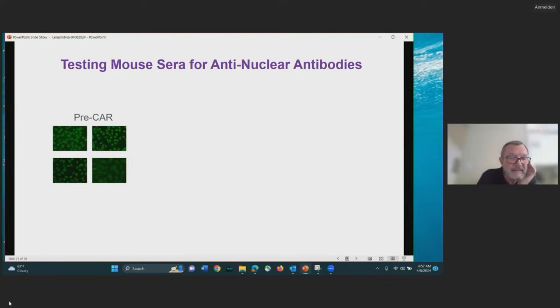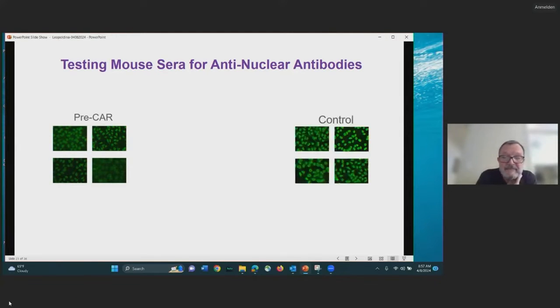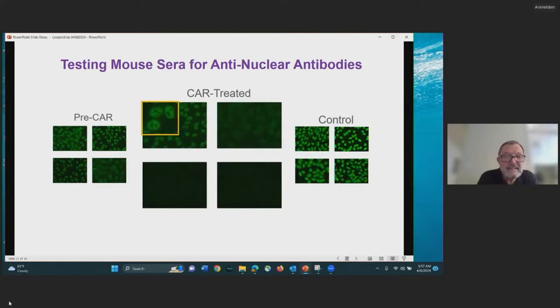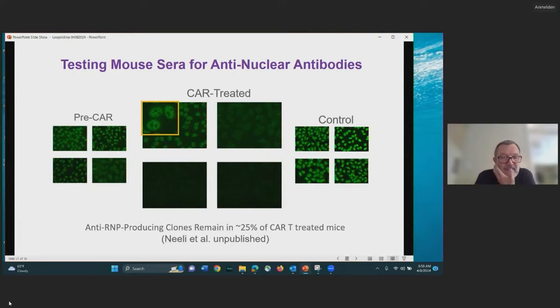Prior to the CAR, we already see that most of these mice are making some sort of ANA. And then following disease course, these binding patterns become more intense. But what about the CAR T treated mice? And here we are seeing that about 1 in 4 CAR treated mice still continue to be ANA positive. In fact, the pattern is quite reminiscent of anti-RNP binding. Antibodies to ribonucleoproteins may in fact persist in about 25% of these CAR T treated mice.